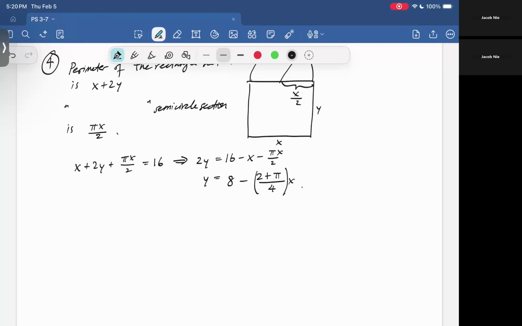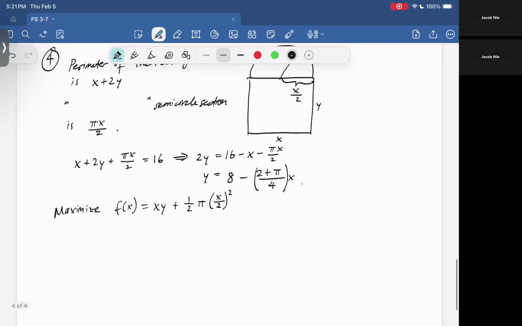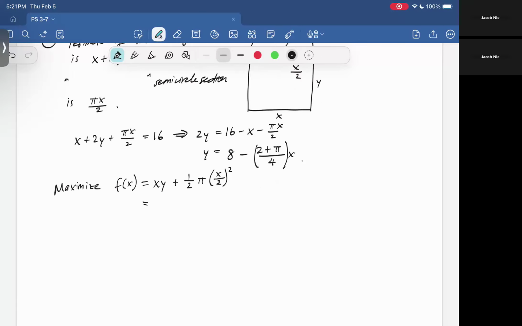Right now, what are we trying to maximize? We're trying to maximize the area. The area is the area of the rectangle, which is xy, plus the area of the semicircle, which is 1/2 pi r squared, right? So it's 1/2 pi r squared. Now we can plug things in. X times y plus pi over 8x squared.